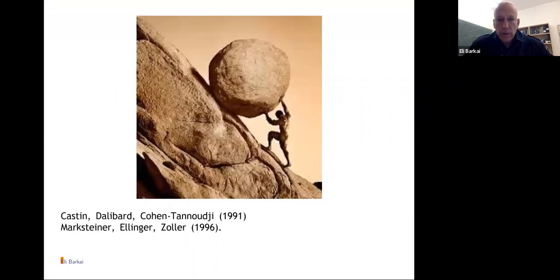So this is the reason why Cohen-Tannoudji got this Nobel Prize on this issue, and this is why this is called Sisyphus cooling, because the atom is going up the hill, and when it reaches the top of the hill, it's pulled down. This is this name Sisyphus.